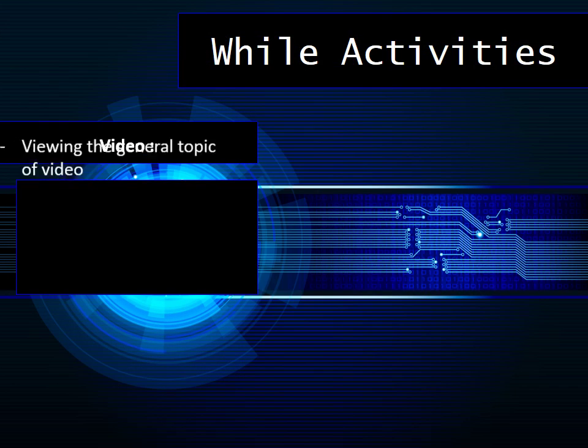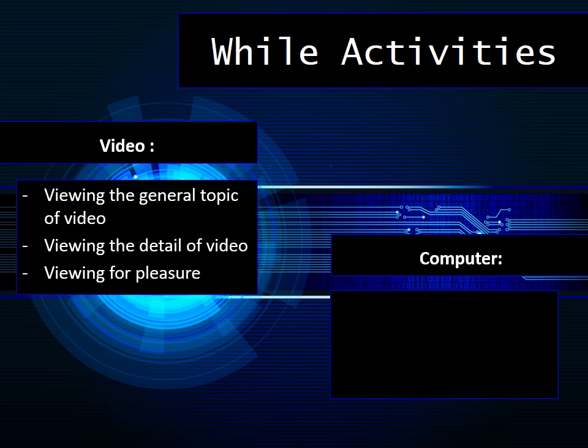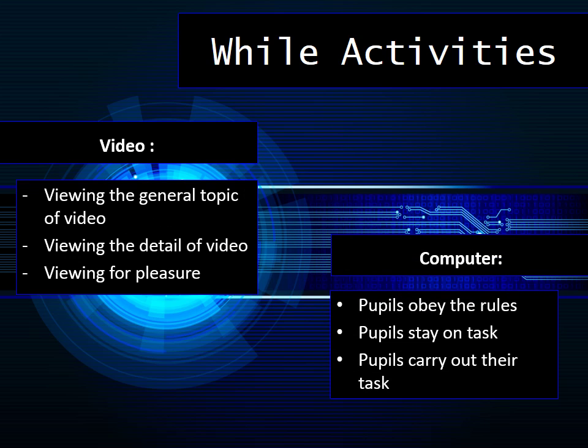And there are while activities. In while activity, there are two kinds also. The first is video and the second is computer. In the video, there are several while activities. The first is viewing the general topic of the video, and then viewing the detail of the video, and the last is viewing for pleasure. In computers, there are while activities. The first is pupils obey the rules, pupils stay on task, and the last is pupils carry out their tasks.